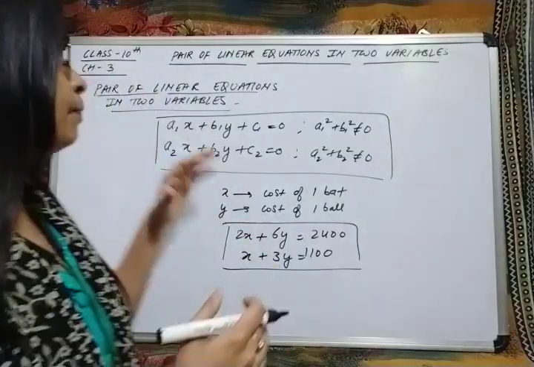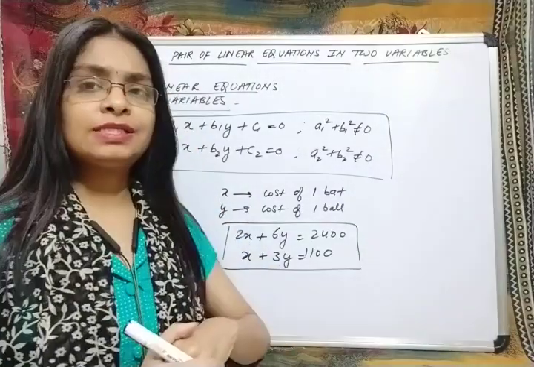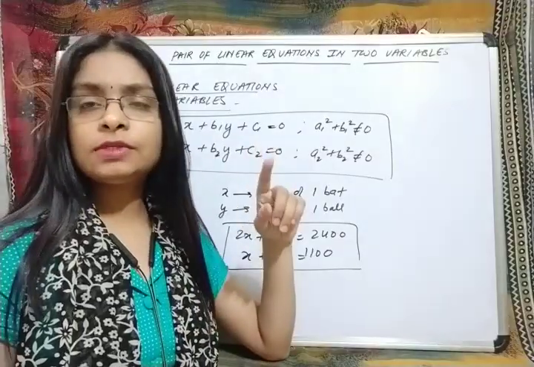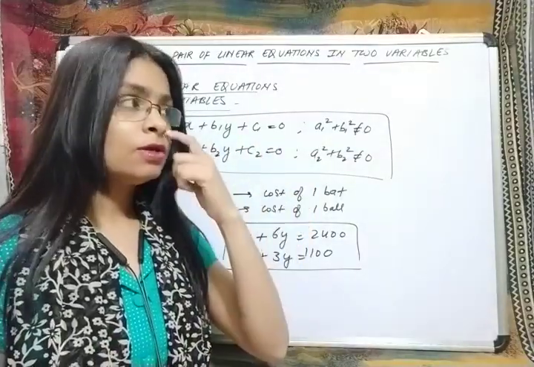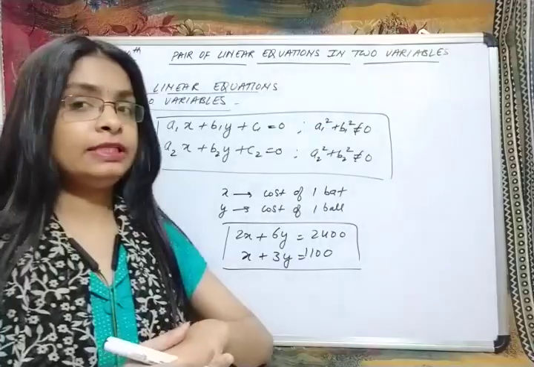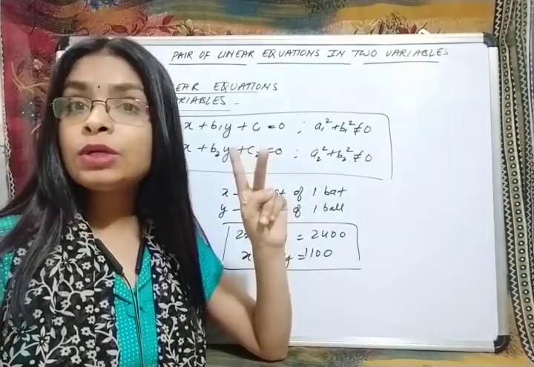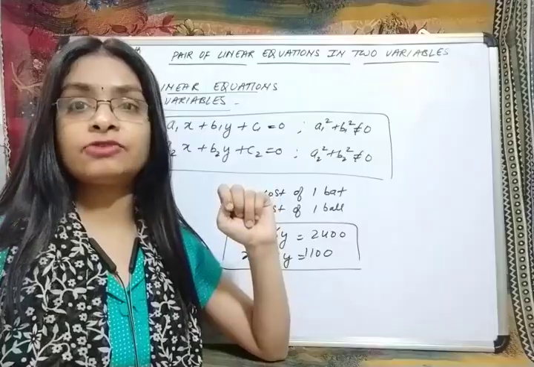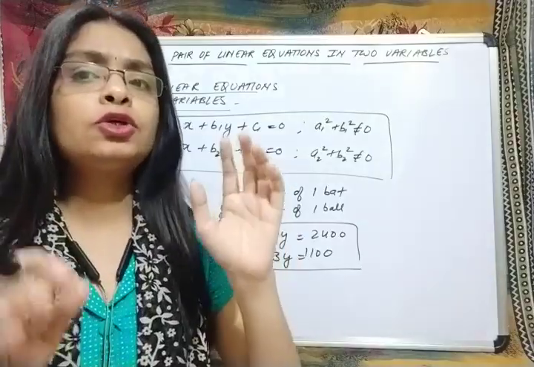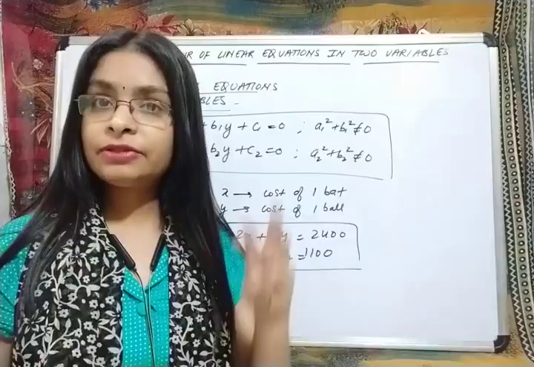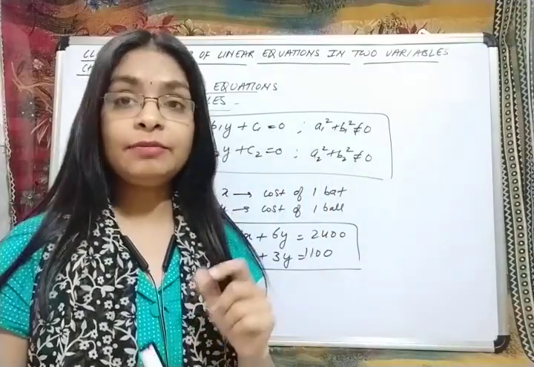Now see here the pair of linear equations in two variables. Geometrically, one linear equation in two variables represents one straight line. So if I am taking a pair of linear equations in two variables, then it will represent two straight lines. Now if there are two straight lines in a Cartesian plane, then there can be 3 conditions.